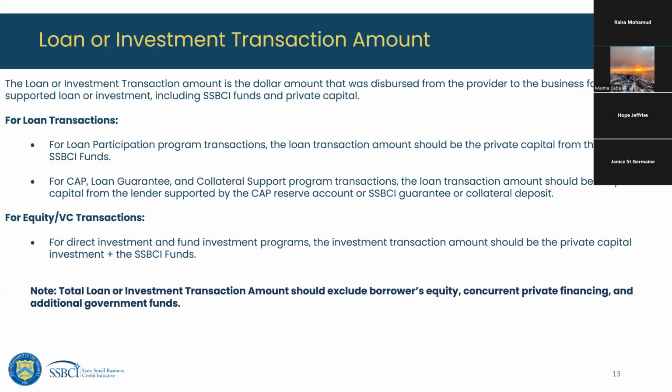Okay, so the loan investment transaction amount for loan participation programs is the private capital from the lender plus SSBCI funds. For CAP, loan guarantee and collateral support programs, the loan transaction should be the private capital from the lender supported by the CAP reserve account, SSBCI guarantee, or collateral deposit. And for both direct and fund investment programs, the investment transaction amount is the private capital investment plus SSBCI funds. And pay specific attention to the note here at the bottom that this should exclude borrower's equity, concurrent private financing, and additional government funds.